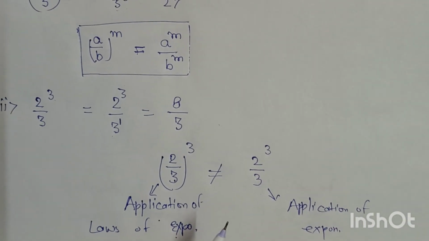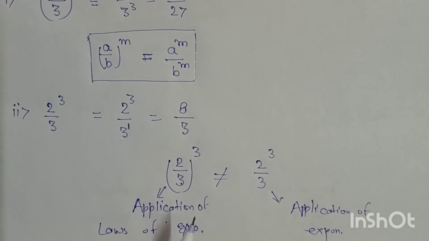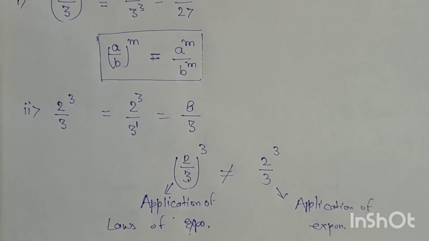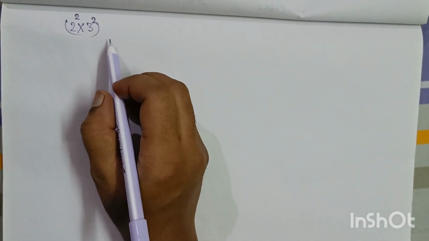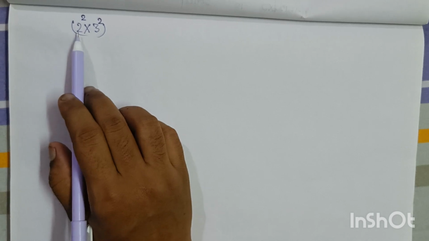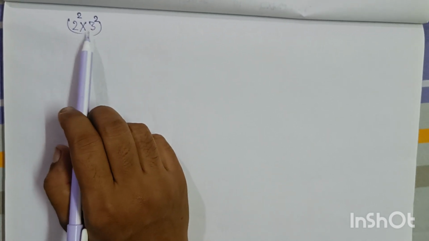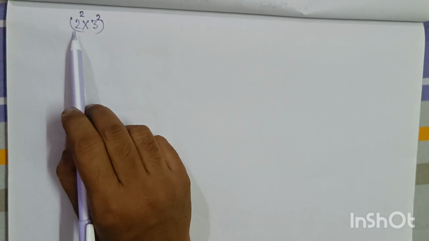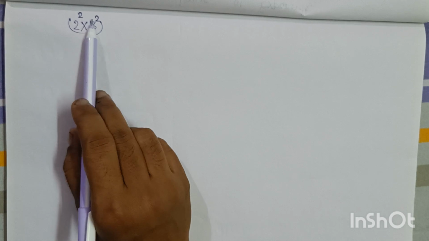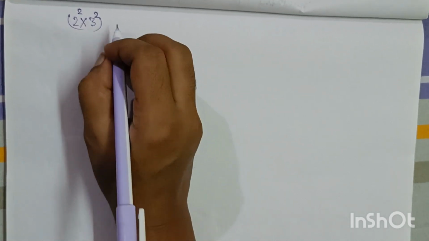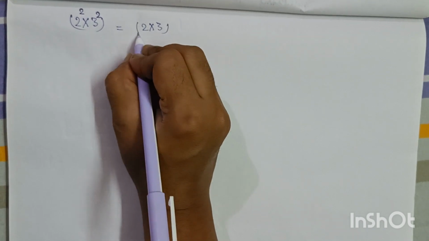Now let's come to the third law of exponent, which is the power of product rule. So here I have an expression which is 2 raised to the power 2 multiplied by 3 raised to the power 2. What is the similarity here? As we can see, there are two bases, 2 and 3, and their exponent is the same, which is 2. So we can write this expression as 2 multiplied by 3 whole raised to the power 2.